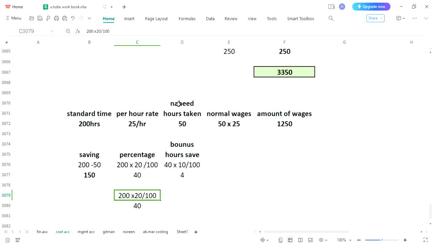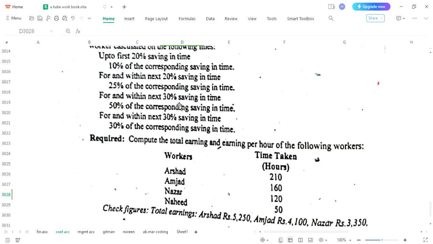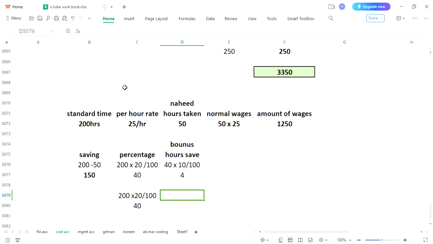For the second stage, the second corresponding percentage is 25%. So here you will calculate 40 multiplied by 25 divided by 100. How have you taken 40? This was the answer of the first stage, and for the first stage the second corresponding percentage given in the question was 25%. So here, 40 multiplied by 25 divided by 100. These are the second hours.